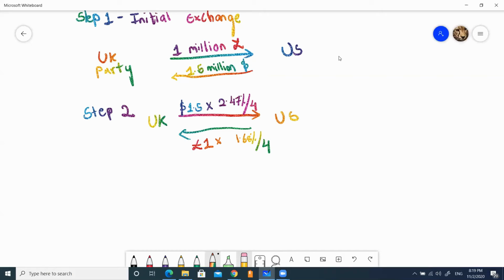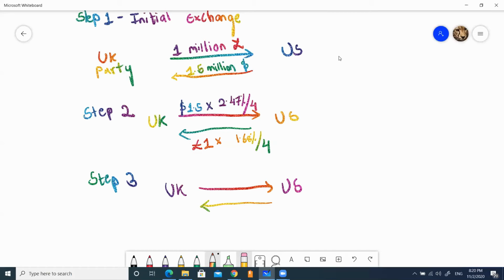Now in step number 3, that is after the period of the swap is over, the UK and the US are again going to transfer back their notional principals that they initially borrowed in step number 1, and step number 3 is the exact opposite of step number 1.